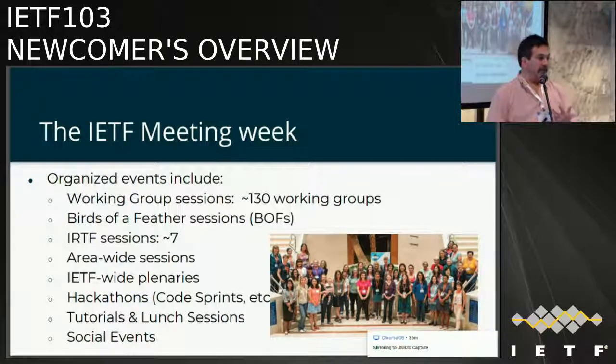We do it 3 times a year in a 1-1-1 plan. March is in the US or Canada. July is, did I get that right? Yeah, July is in Europe, and then November is in Asia. The working groups total right now, they're about 130. They come and go. At any given point, we'll be creating some new working groups and closing some down.